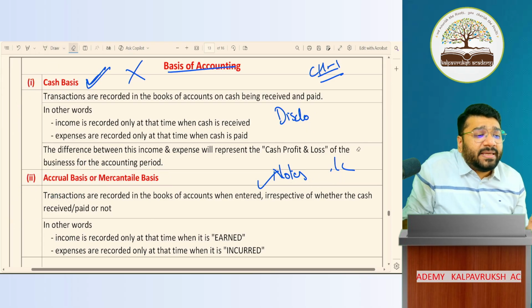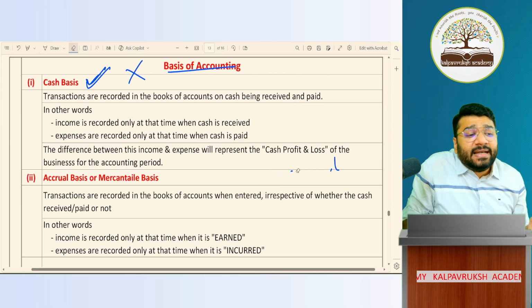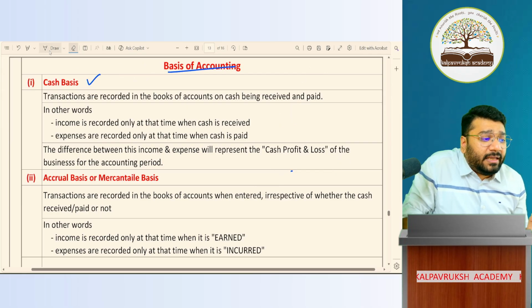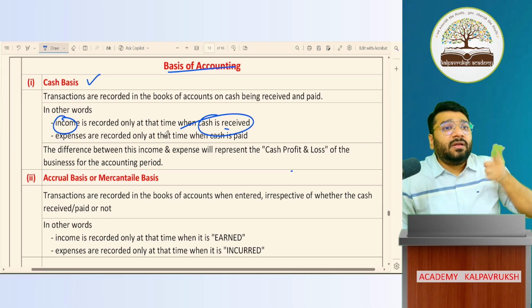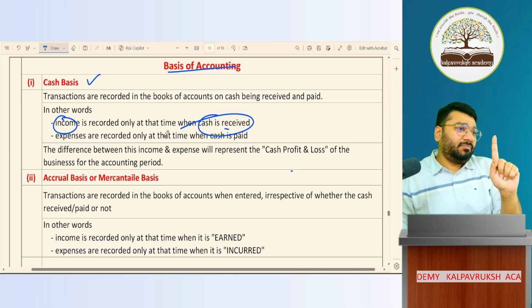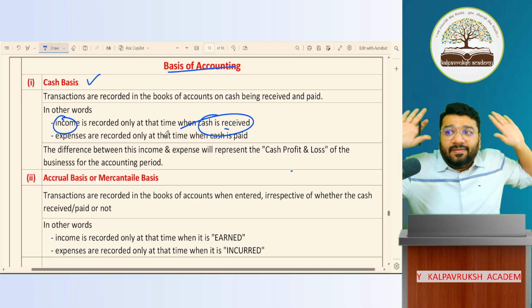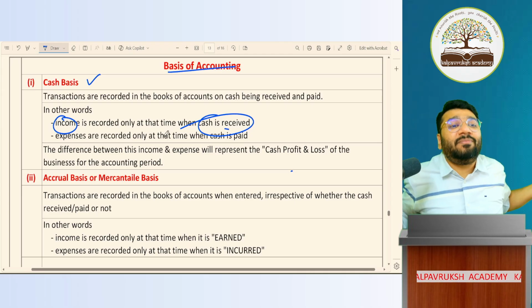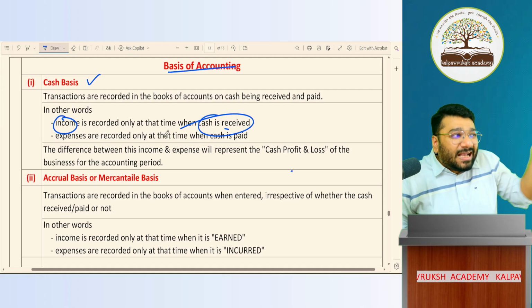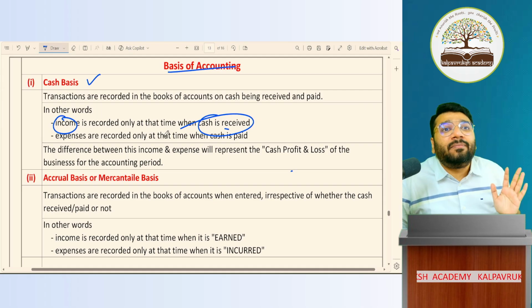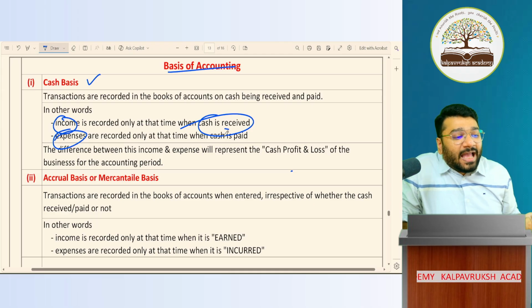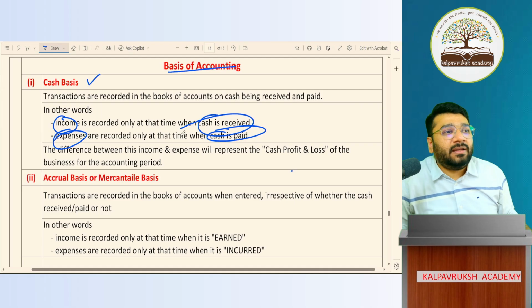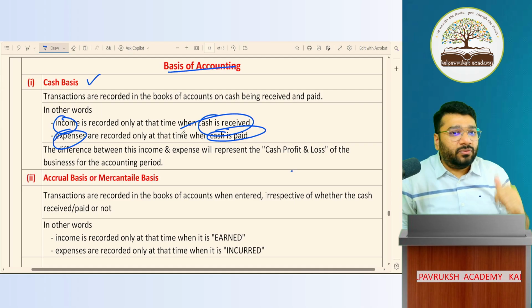What is cash basis of accounting? When an entity is following cash basis of accounting, he will record income only when paisa is received. Paisa received, income. Paisa not received, I will wait. When it is received, that time I'll record the income. So cash received means I'll record income. I'll record expenses when cash is paid.